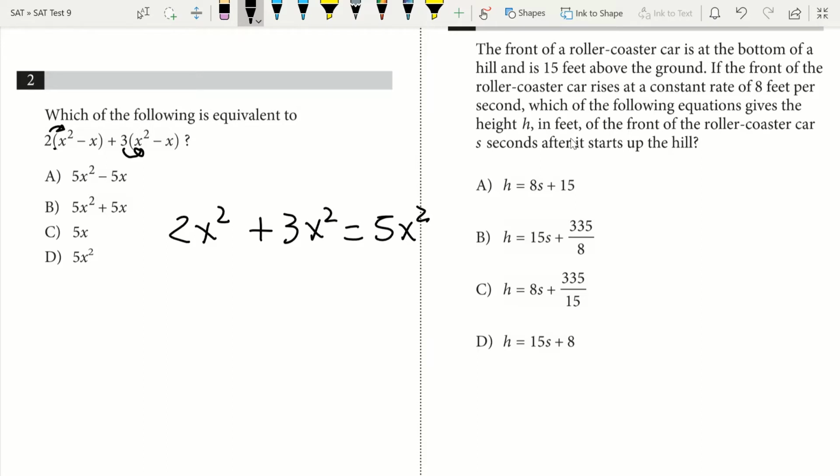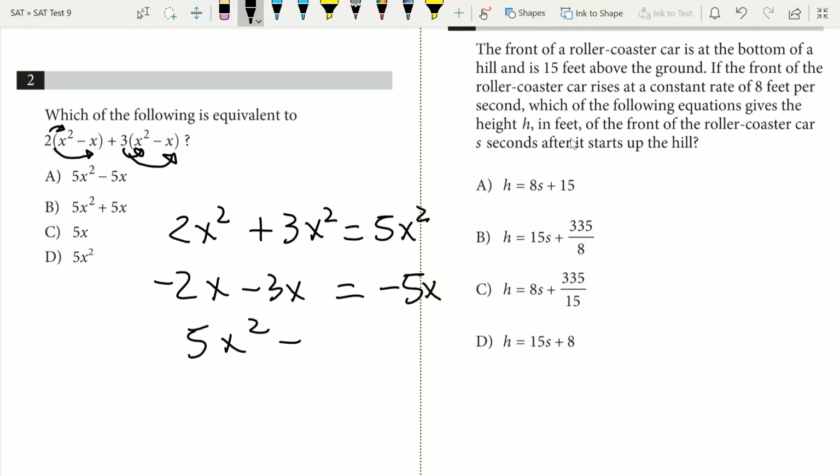Then I see that I have 2 times negative x, which gives me negative 2x. And then I see that I have 3 times negative x, which gives me minus 3x. So now I have 5x squared, and then I have minus 5x. So my answer is going to be 5x squared minus 5x. So my answer there is going to be A.